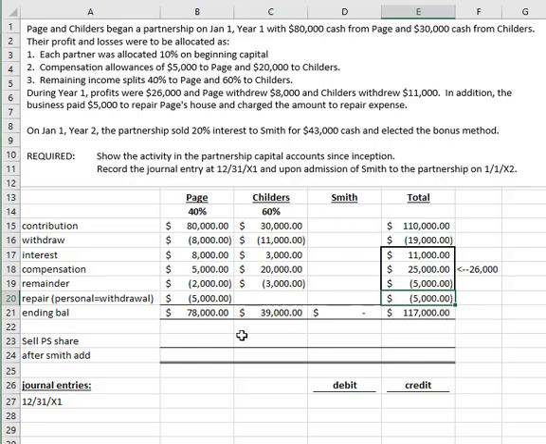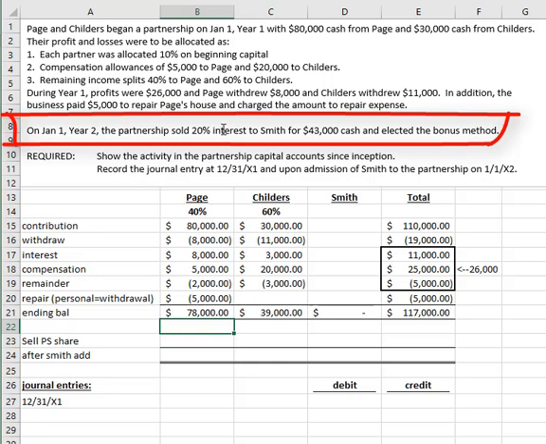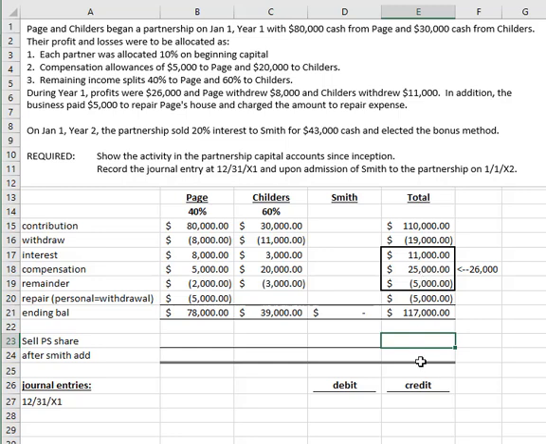All right, so that's the end of the first year. On January 1st of the second year, the partnership admitted Smith and gave 20% of the partnership capital to Smith for $43,000. We know a couple of things. One is we know that the partnership capital is going to go up by the cash that's contributed. Right, so assets are going up, and so the net assets, which is the capital, will be going up.